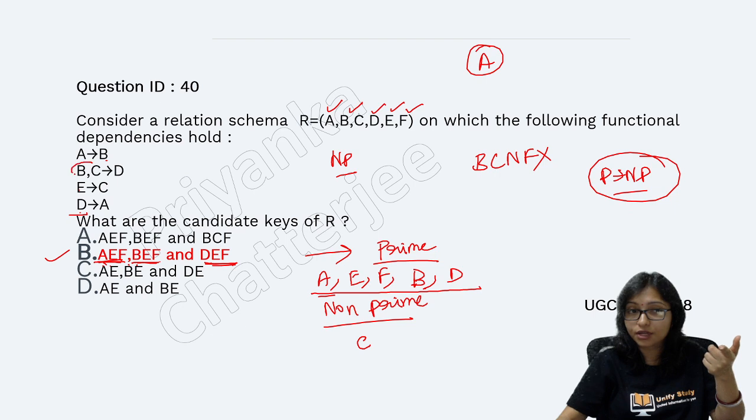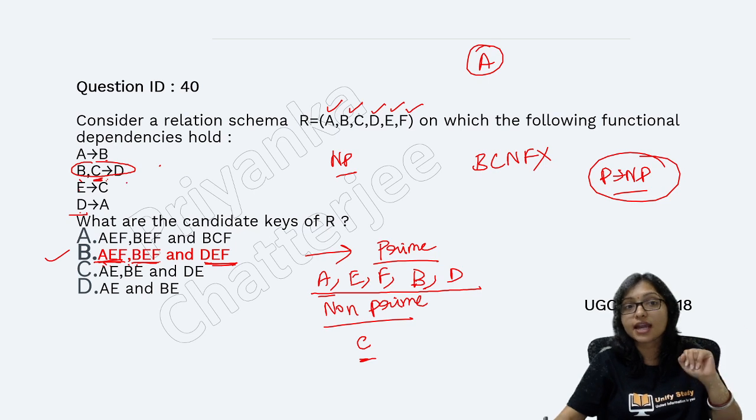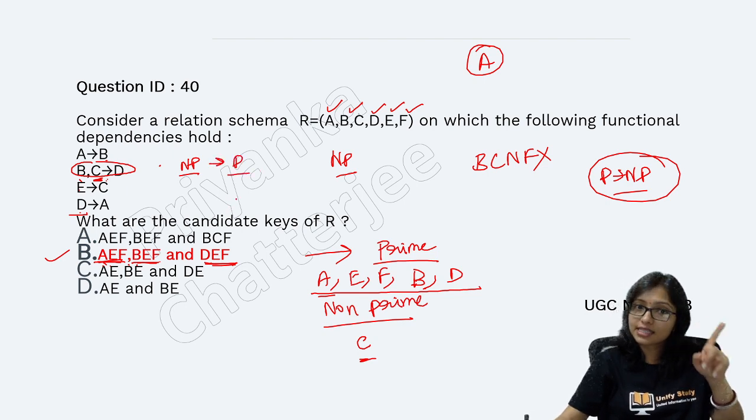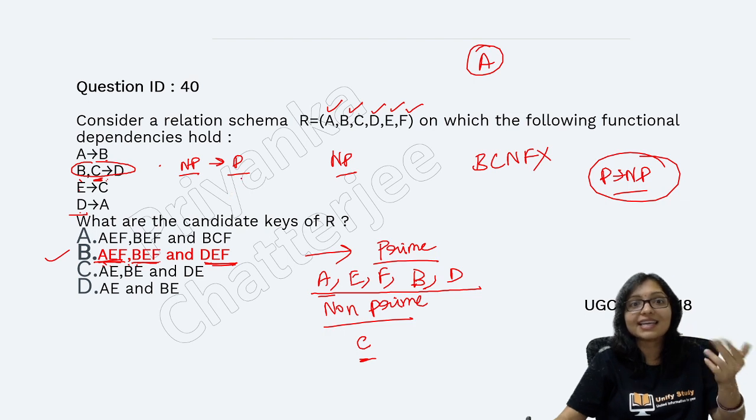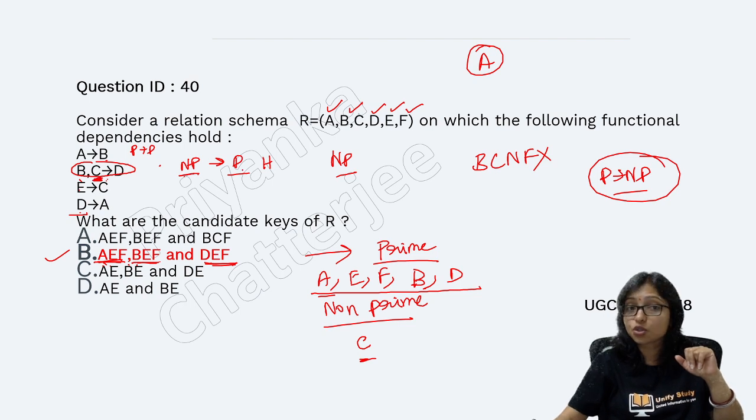See this very carefully. BC implies D. Here C was a non-prime attribute. B was prime but C was non-prime. So is it possible in 3NF? Here B, C together implies D, and C is the non-prime attribute, but D is the prime attribute, and that's why no problem, because the right hand side is prime. This one was prime to prime, and this one for C you can say is non-prime to prime.